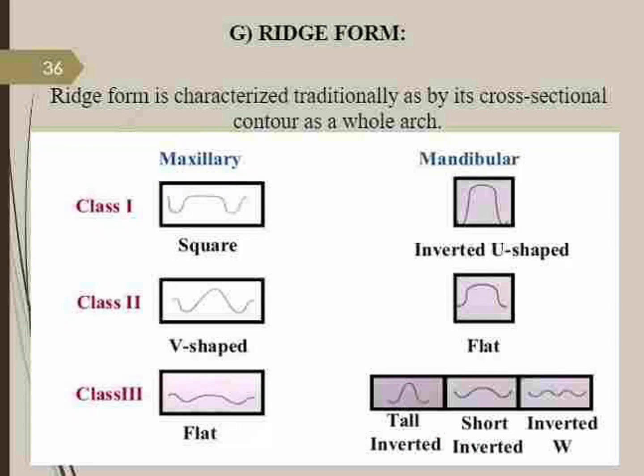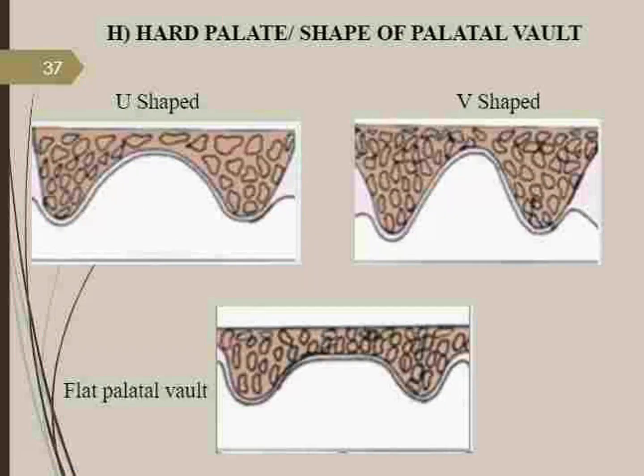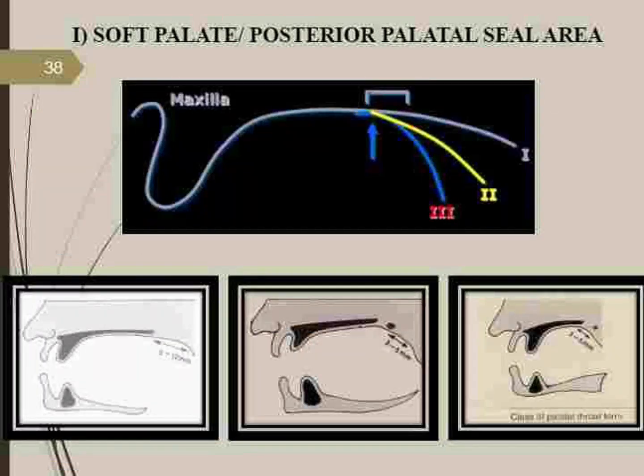The ridge form is characterized by the cross section of the arch. You have square, V and flat. In mandibular you can even appreciate inverted. Normal is inverted U. Apart from that, with extreme amount of resorption, you can have flat, tall inverted, short inverted, and even an inverted W shape ridge form. Hard palate is again classified based on the shape. Soft palate is classified based on the amount of posterior palatal seal area.